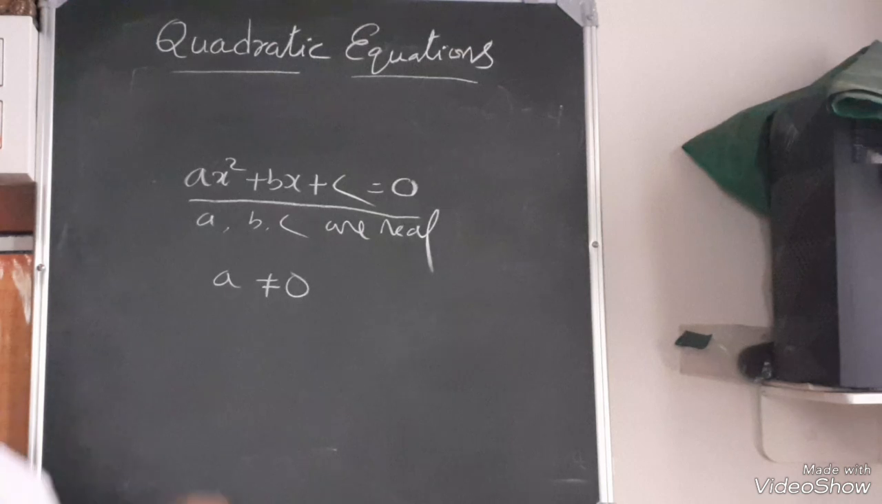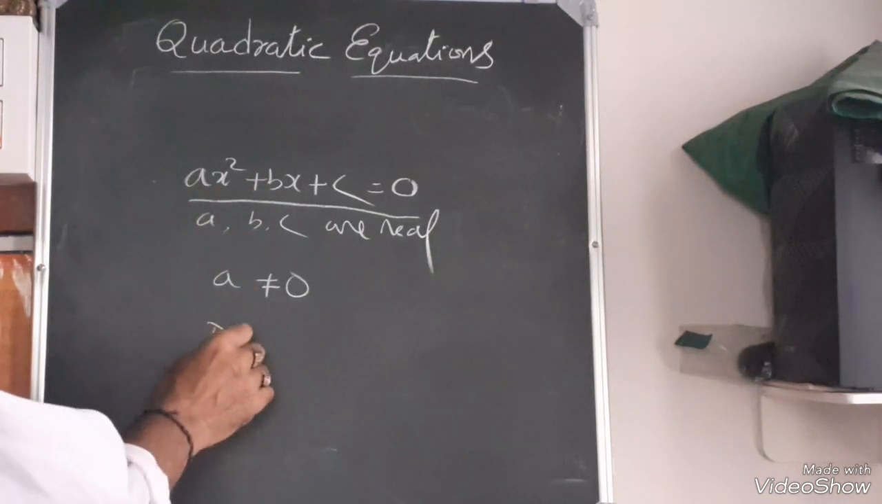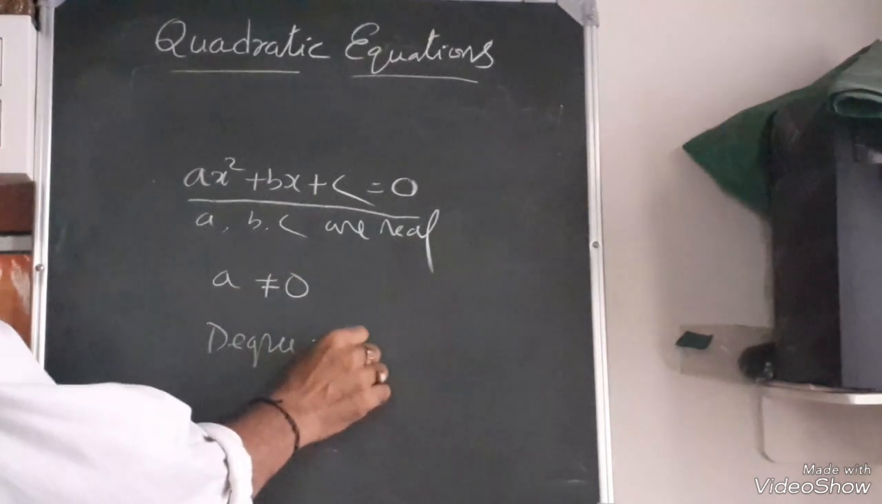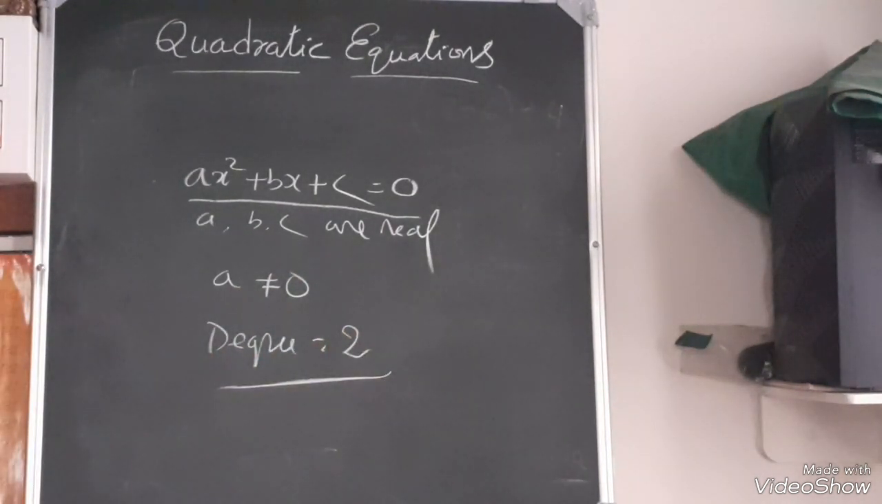So the general form of a quadratic equation is ax square plus bx plus c equal to 0 and a is not equal to 0. So what is the degree of the quadratic equation? Yes, 2. So is it clear?